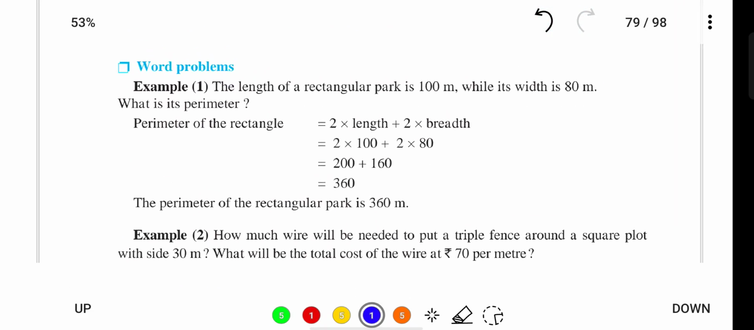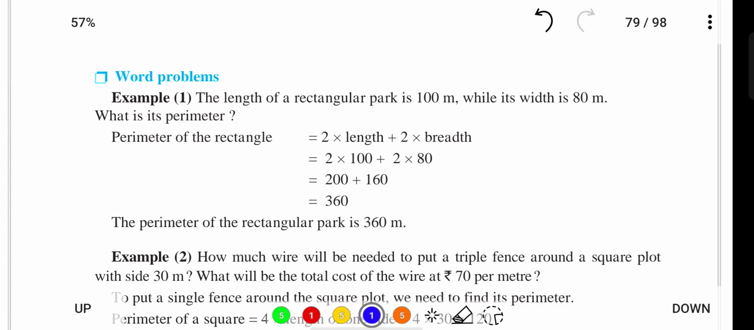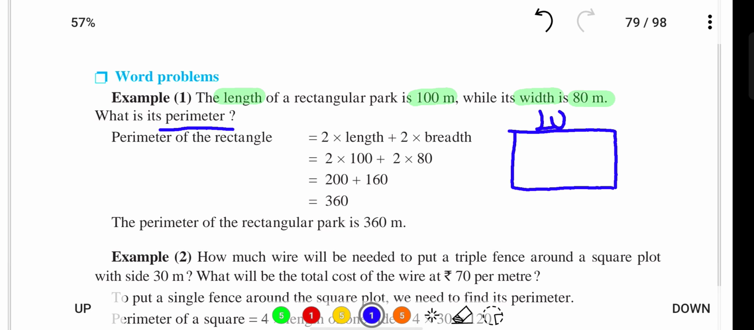Now we see some word problems on rectangle and square. The first example: the length of a rectangular park is 100 meter while its width is 80 meter. What is its perimeter? We draw a rectangular park. We draw a figure. In the rectangular park, length is 100 meter and width is 80 meter.